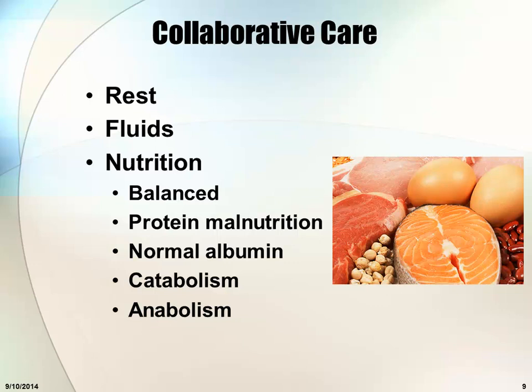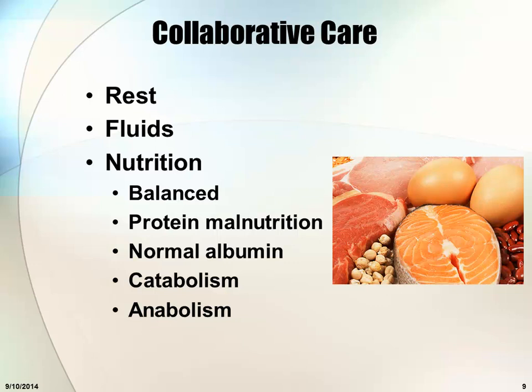Okay. One of the things that we need to remember is that when we have a good albumin, when our protein is normal, that also helps our phagocytosis to be more effective. So the immune system is impacted by our protein.